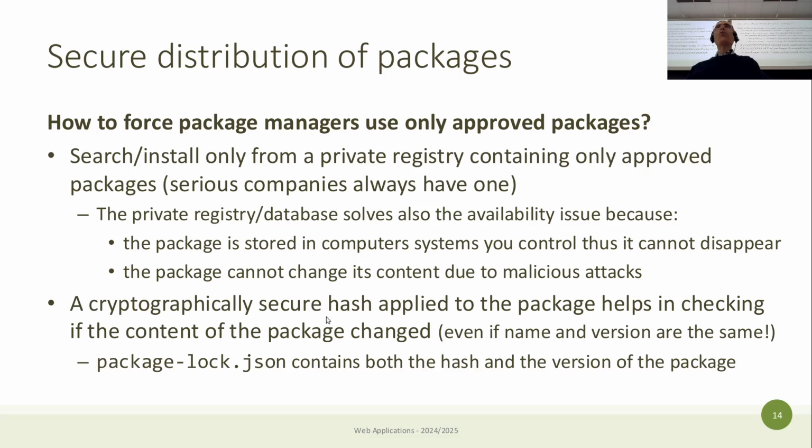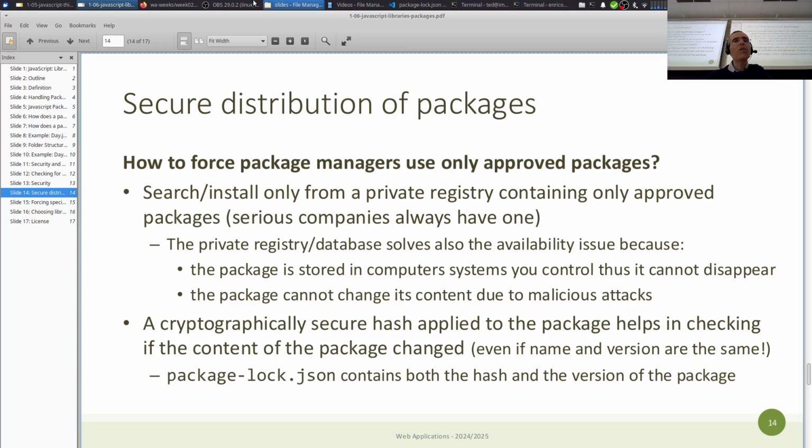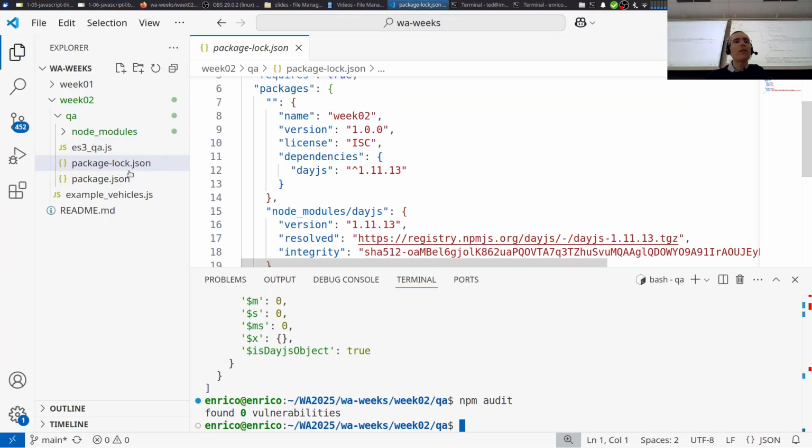Well, if we have a hash, so it means the signature of the package, and we are able to check this signature, that's something that can be easily done by a package manager. And that's the purpose of this package-lock.json file that we saw before. Okay? The package-lock.json file contains both the hash and the version of the package. Actually, the version was also in the other file, but let's have a look.